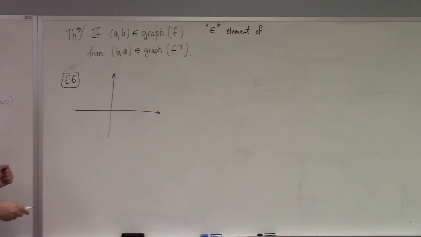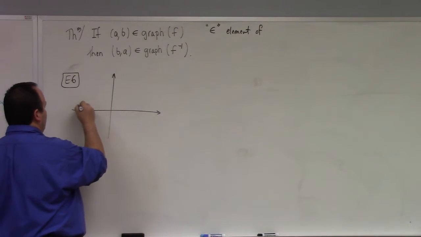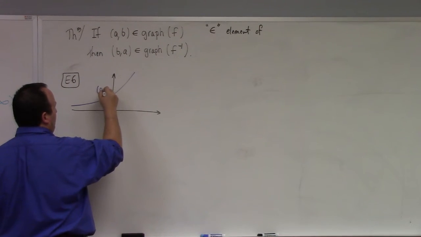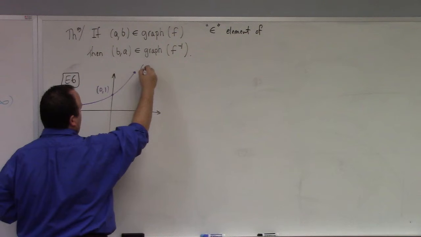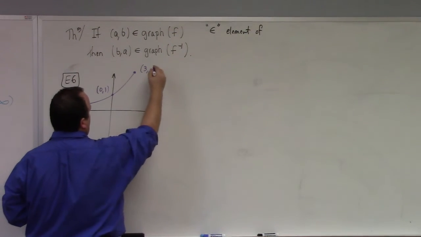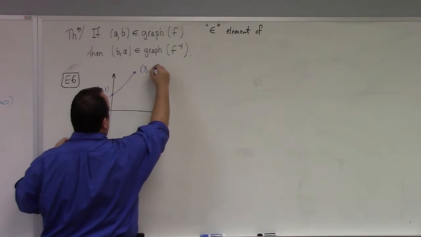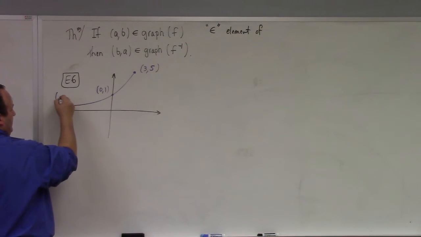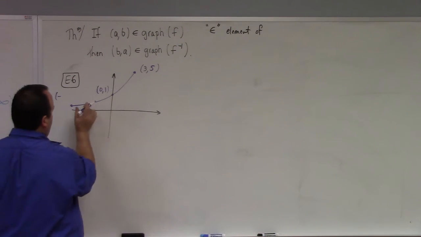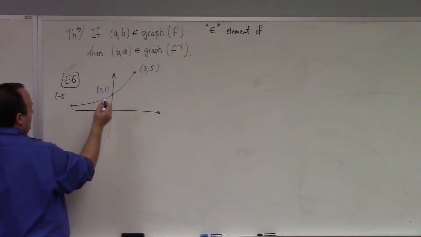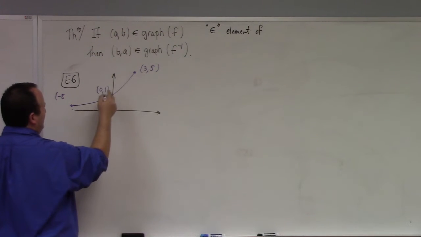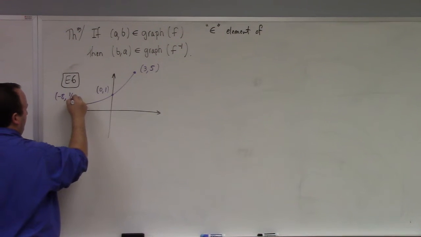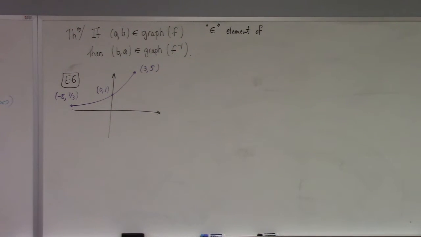But here's an example. If we had a graph like this, and let's suppose we've got (0, 1) on it. And up here, maybe we've got (3, 5). And maybe over here, we're looking at (minus 8, ...). Oh man, why did I make that 1? Well, I made it 1 already, so it is what it is. This is going to be a third. So you've got these 3 points.